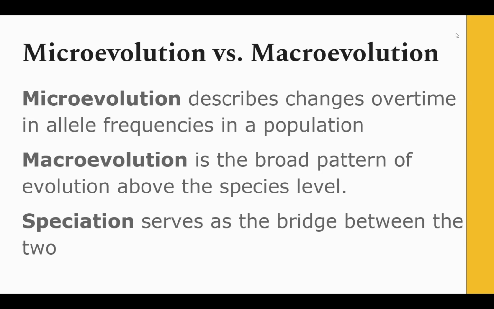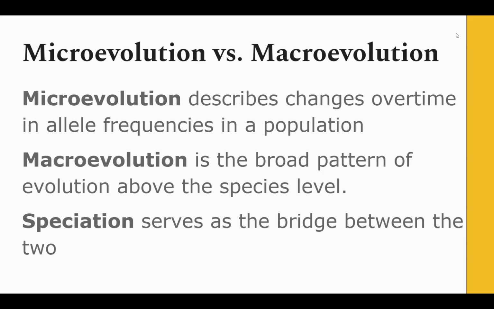And then we get into when we start talking about how populations evolve together. So how one population can influence another population. If you remember stuff like coevolution and evolutionary arms races, those are all macroevolutionary patterns. And then finally, speciation is what kind of creates the link between micro and macro evolution, right?